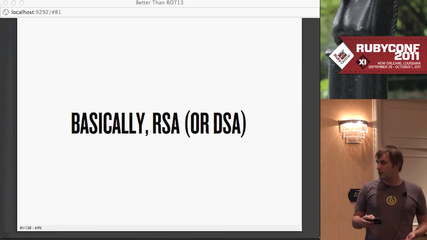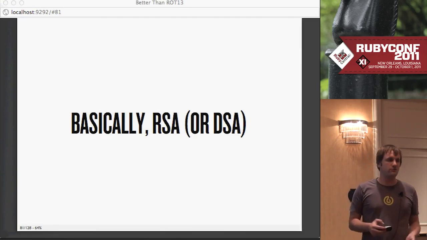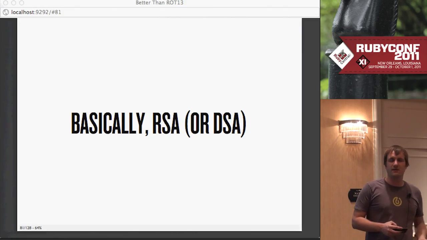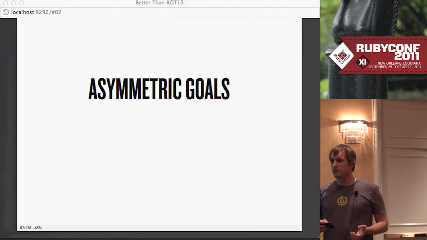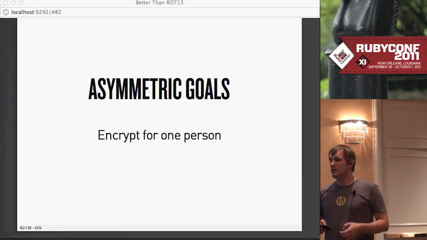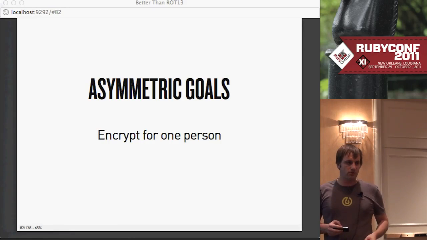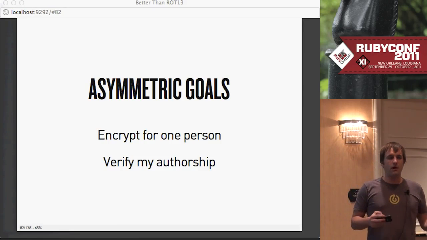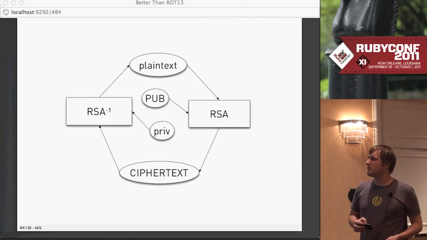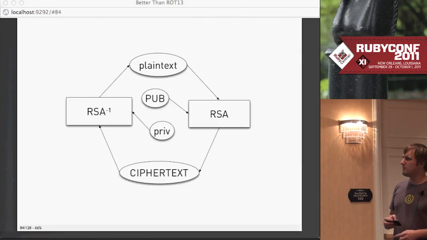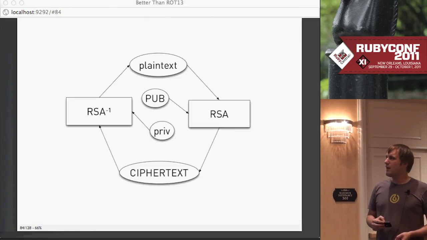So asymmetric encryption has two things, RSA and DSA. Usually just use RSA, that's good enough. It tends to be actually better than DSA for some reasons due to key length. And so there are two goals for asymmetric encryption. You want to encrypt a message so that only one person can read it, and you also want to verify your authorship of something. So it encrypts basically this way. Instead of using the same key in the forward and the inverse, you use a public key to encrypt and a private key to decrypt.